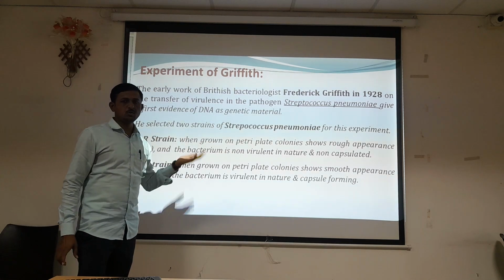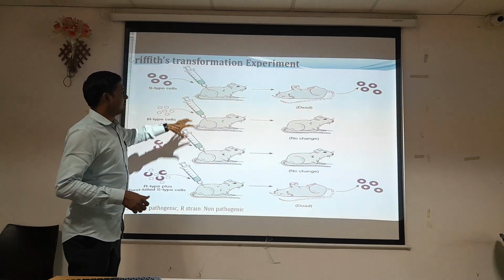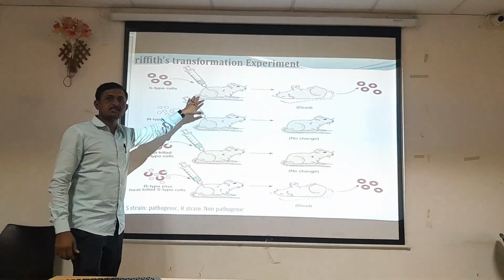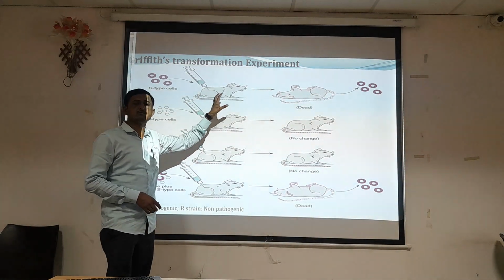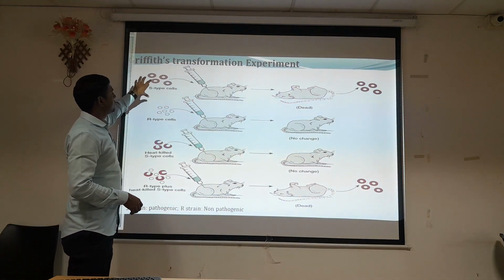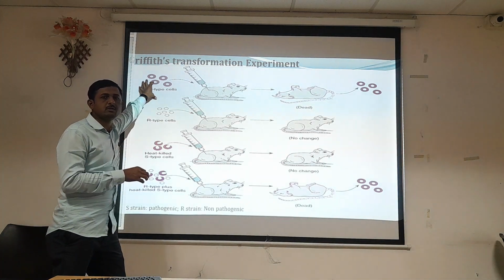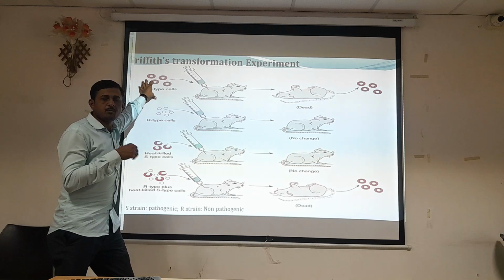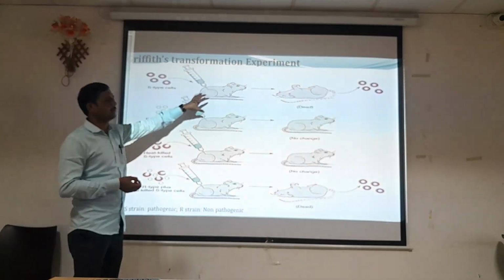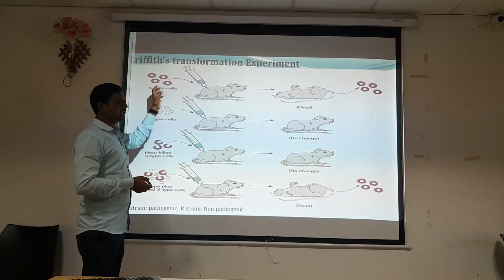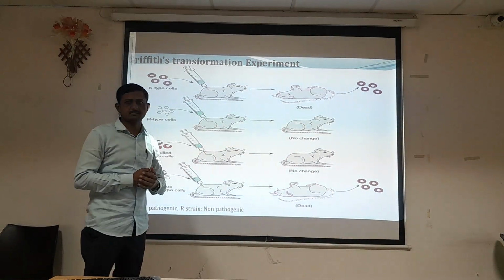Using both strains, he carried out his experiment on an experimental animal, the mouse, or we can say albino mice. Firstly he selected a healthy mouse. For that he collected S type cells, that is smooth type cells, which are virulent strains that produce a capsule. That means they are pathogenic, or cause a disease when injected into a healthy host. After collecting the S type strains, he injected them into a healthy mouse.